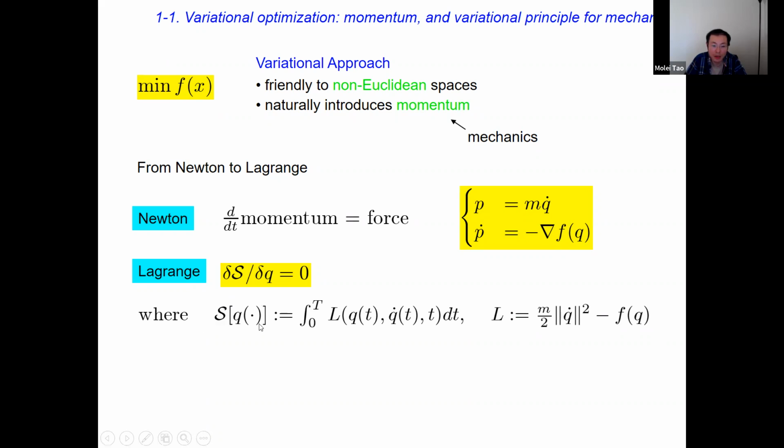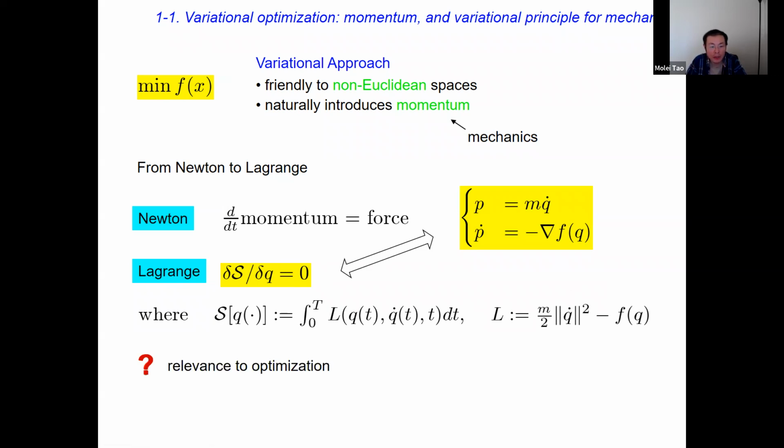So this S is a function of path. So it's a function of a function. And you define it as the integral of a quantity called the Lagrangian along time, and use a Lagrangian given by this. So it's kinetic energy minus potential energy, and you use this F here as your potential energy. And then if you look at the Euler-Lagrange equation associated with this action, then you get exactly Newton's equation. So these two are completely equivalent.